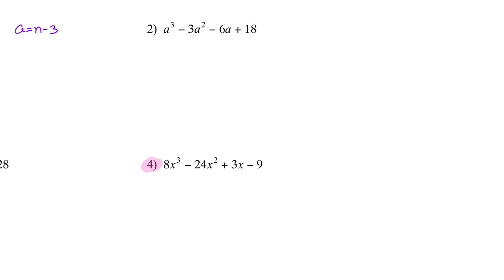Let's see number 2. So number 2 again, I'm going to group. So I'm going to take the first 2, second 2. Common factor here is a squared, so I got a minus 3. Then common factor on the second one is negative 6. Again, because this sign is negative, I'm factoring out a negative number. So I got a minus 3.